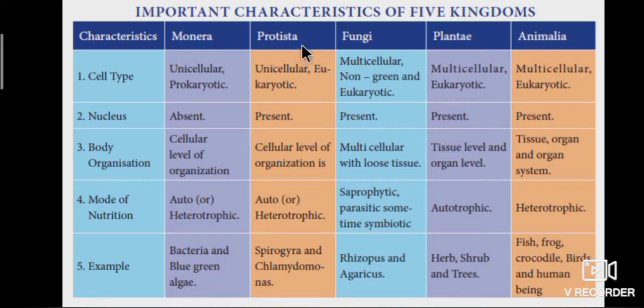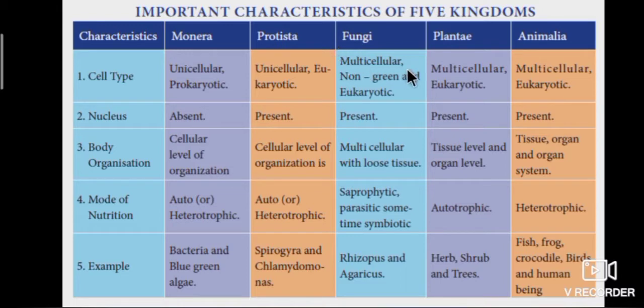Second one, Protista. Protista is unicellular and eukaryotic. Here nucleus is present. Cellular level of organization takes place. Here mode of nutrition is either autotrophic or heterotrophic. Example, Spirogyra and Chlamydomonas.